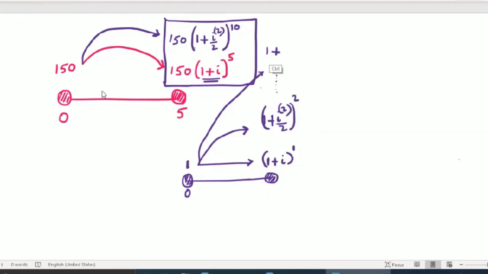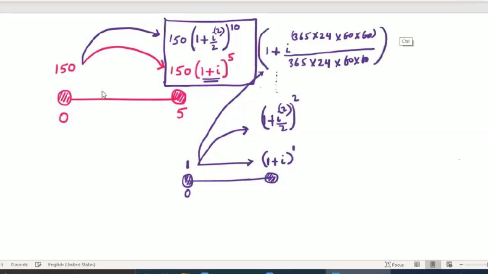2 half years. Now tell me in 1 year how many seconds are there? 365 into 24 into 60 into 60. Divided by? Same 365 into 24 into 60 into 60. Is it over? Whole power. Yes. Power? Again, because I2 by 2 power 2, because one period is 1 second.